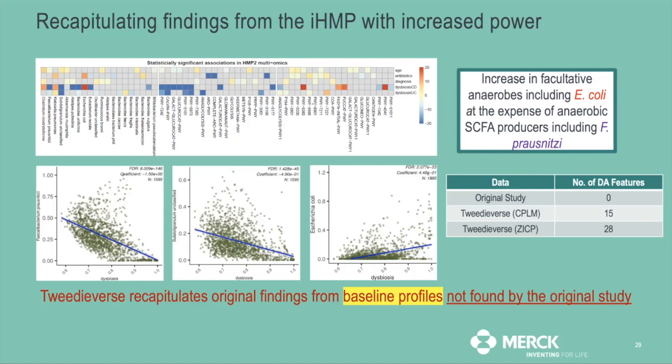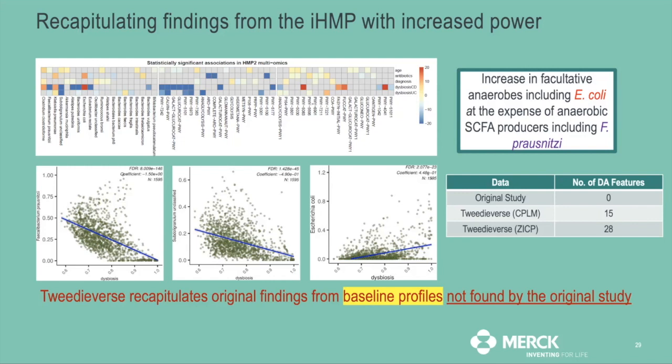I applied Tweedieverse, that's both the CPLM and ZICP models, to the baseline samples. So what we saw is that some of the findings in the original study, based on longitudinal data, which means a very large data set, we're actually able to find using only the baseline samples, which is less than 100 or so subjects.